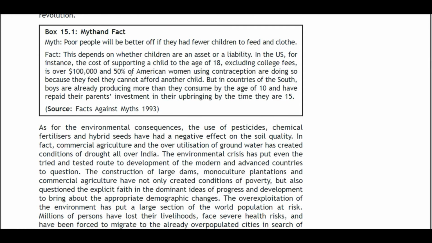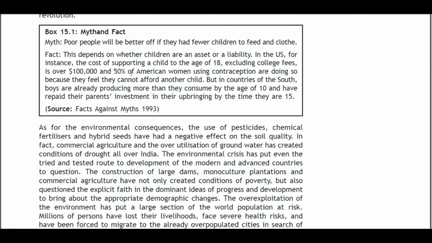Box 15.1, Myth and Fact. Myth: poor people will be better off if they had fewer children to feed and clothe. Fact: this depends on whether the children are an asset or a liability. In the US, for instance, the cost of supporting a child to the age of 18, excluding college fees, is over $1 billion.